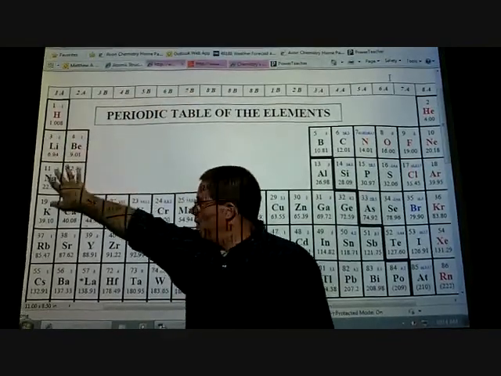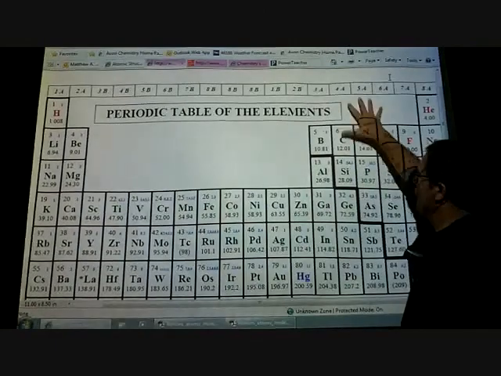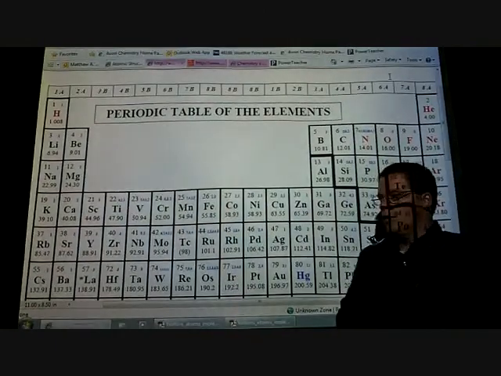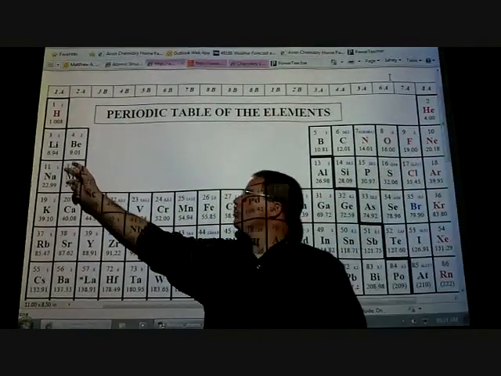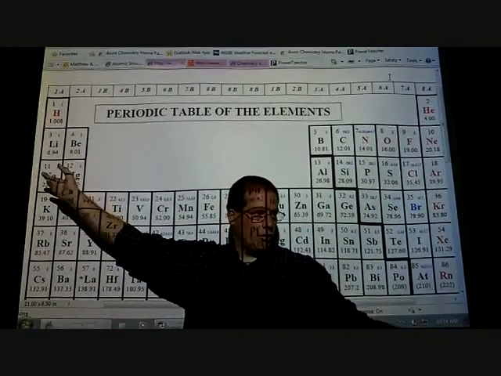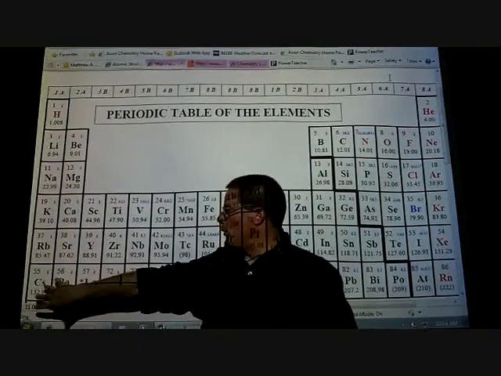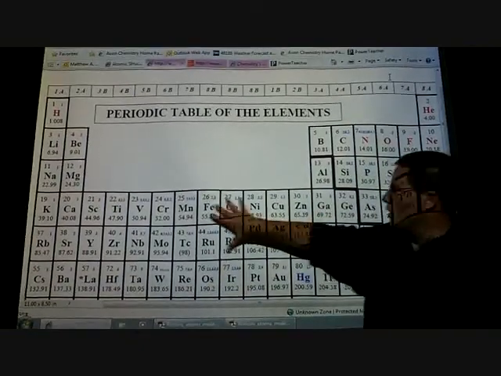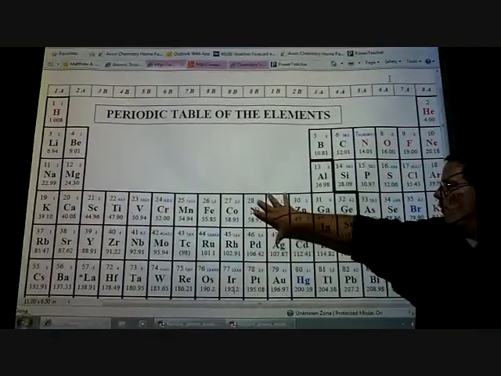Our representative elements are the first 2 columns and the last 6. And we need to know this, so pay attention. So the A columns are the representative elements. Why are they called representative? I'll tell you next topic. But know that these are the representative. These are the transition metals in the middle here.